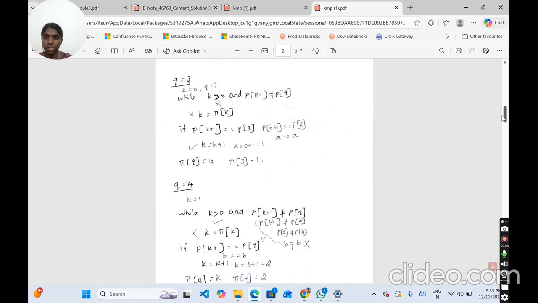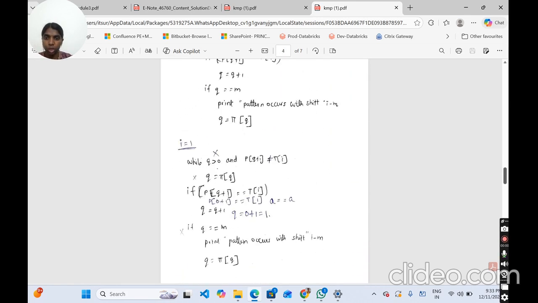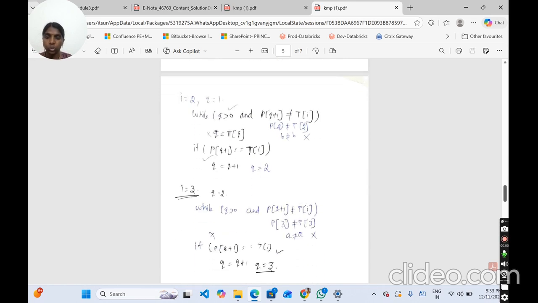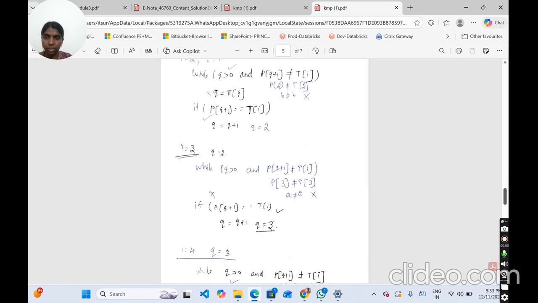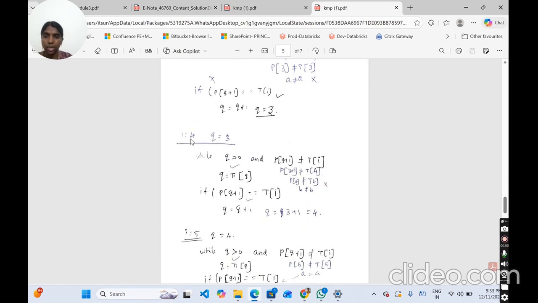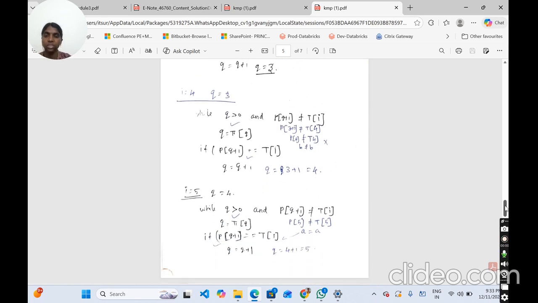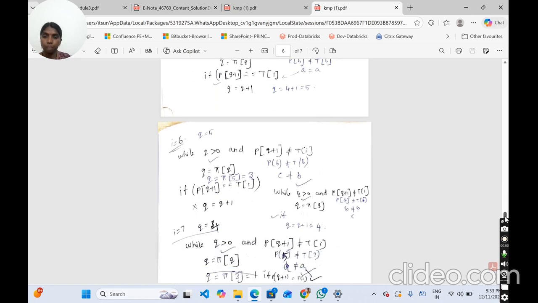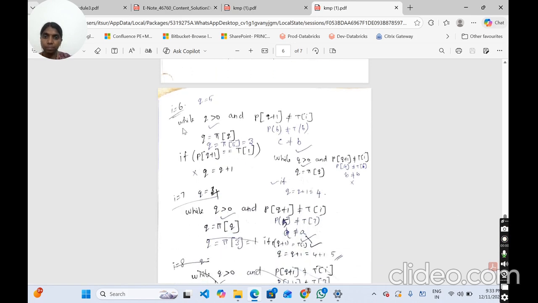If we go and see, these are all pi calculations. This is our actual matching iterations, right? So i equal to 2, q increased. i equal to 3, q increased, q equal to 2. i equal to 4, q increased, q equal to 3. Because the pattern is actually matching with the given text. If it is matching, the q value will be increasing. Q equal to 4, we can say. Q equal to 5.